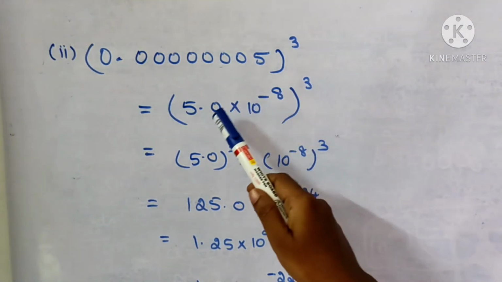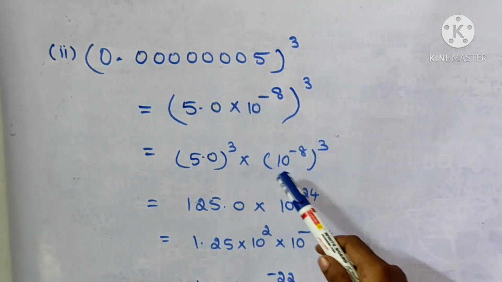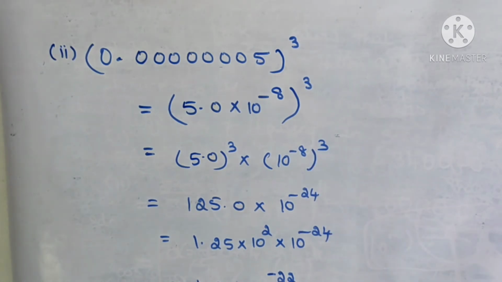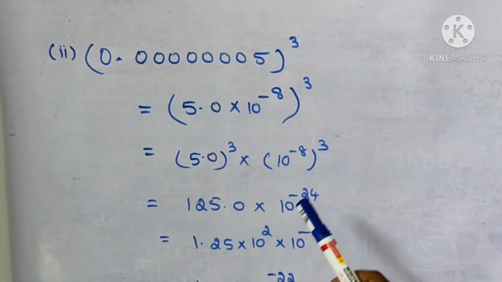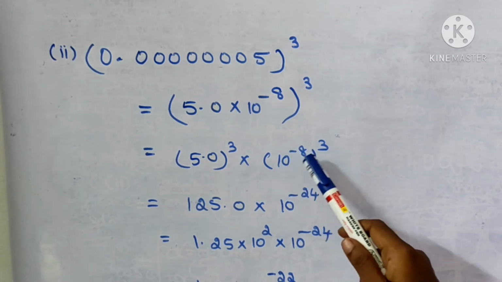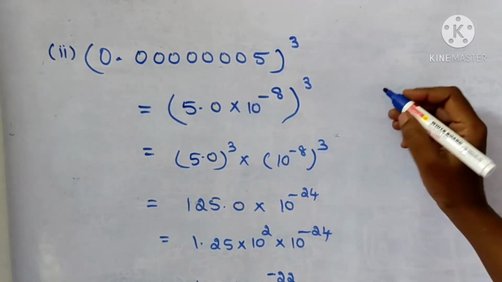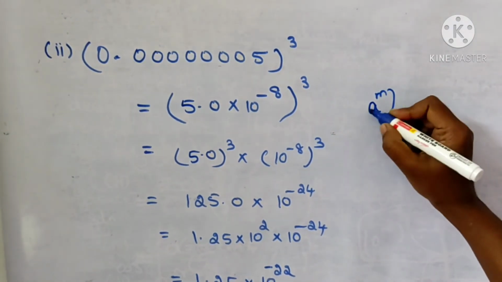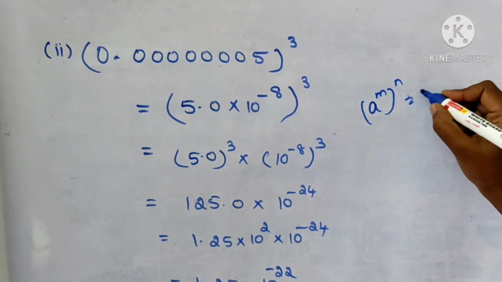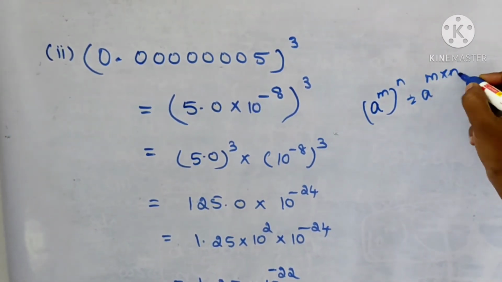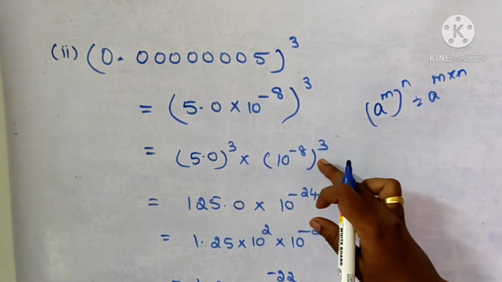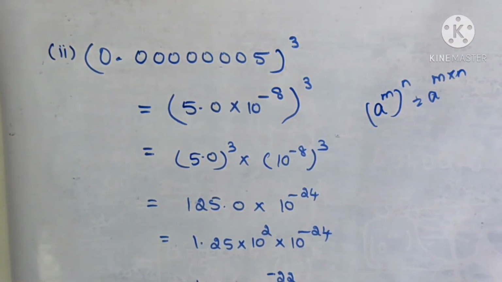Now take power 3 inside. So 5 cube and 10 power minus 8 the whole power 3. 5 cube is 125. And here a power m the whole power n is a power m into n. Then find out the product of power. 8 3s are, we get minus 24.